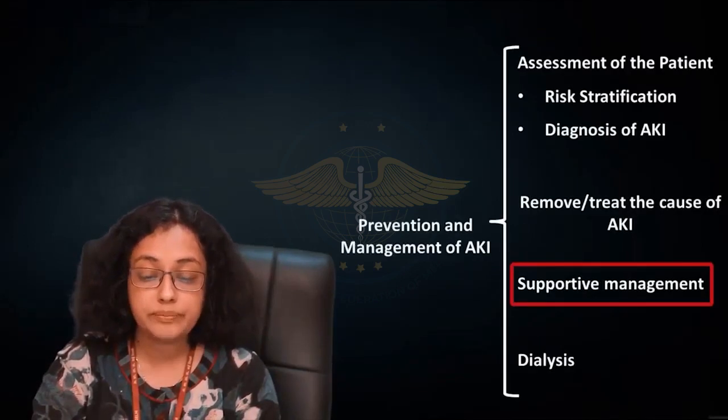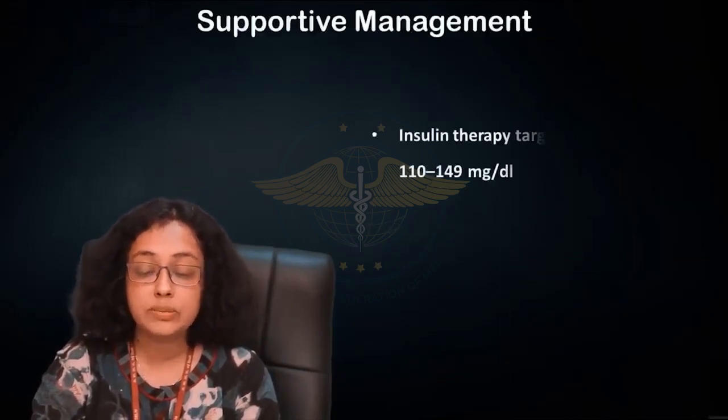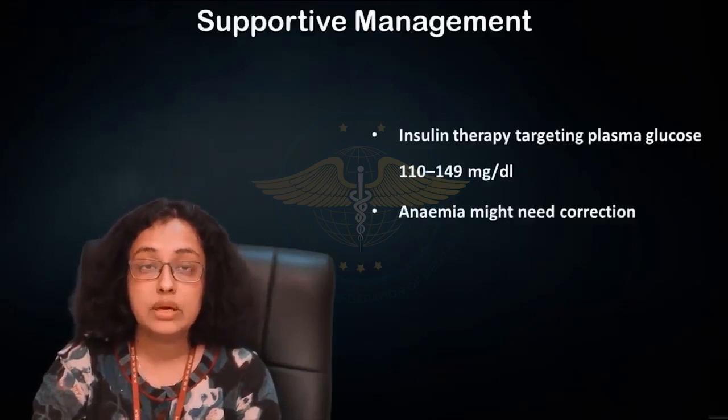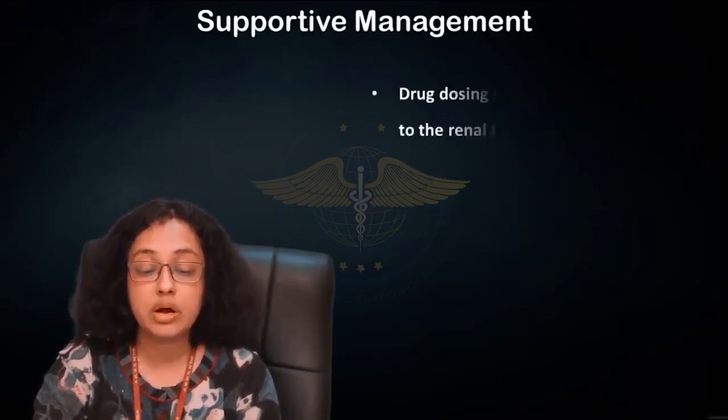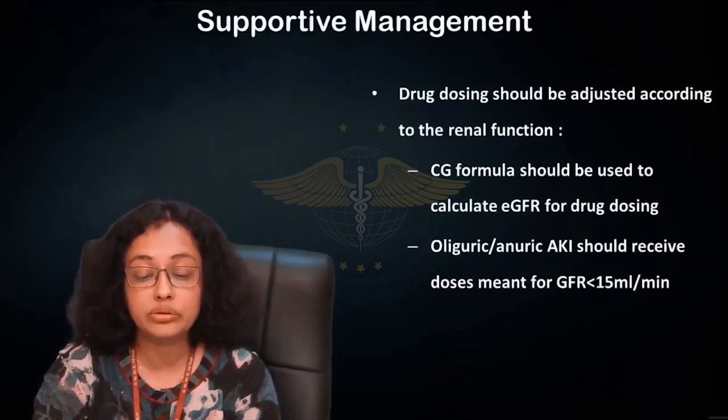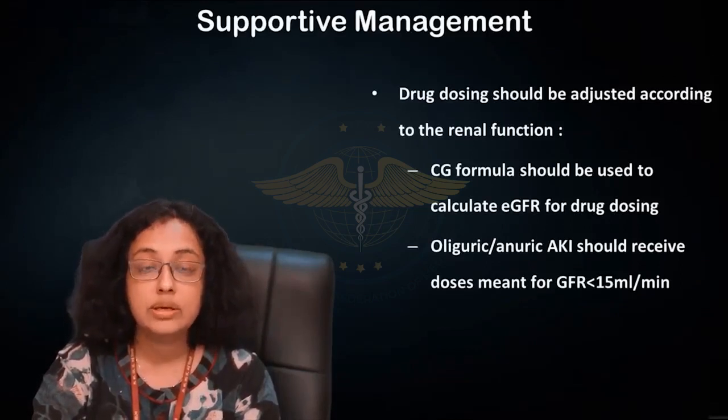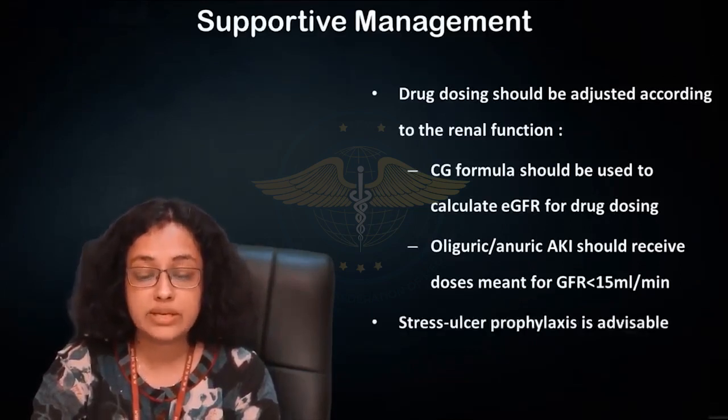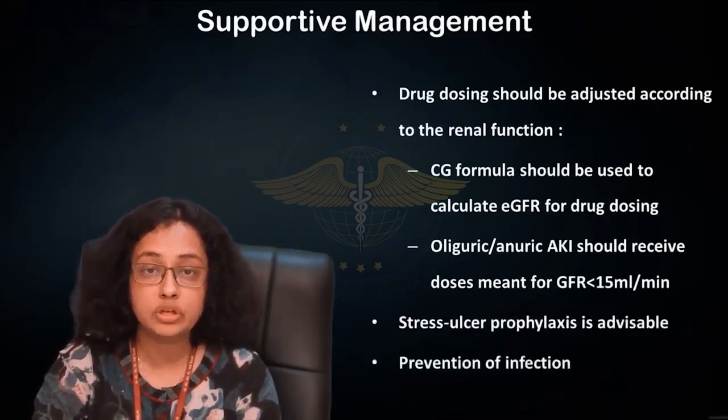Supportive management: insulin therapy to keep plasma glucose within limits. Anemia might need correction. Drug dosing should be adjusted according to the renal function. Stress ulcer prophylaxis is advisable, and most importantly, prevention of infection is vital.